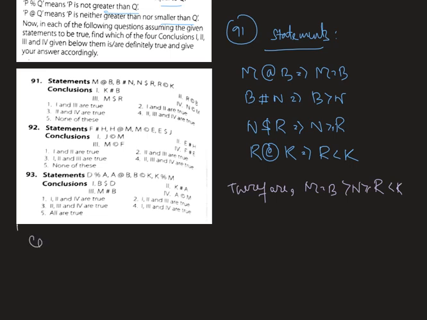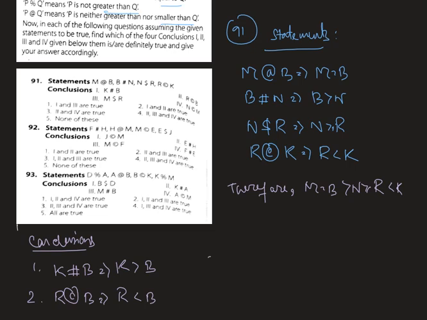Now let's check the conclusions. Conclusion number 1, which is K hashtag B. This implies K is strictly greater than B. Now let's check the next one, R copyright B. This implies R is strictly less than B. Number 3, M dollar R. This implies M is greater than or equal to R. Lastly, N copyright M. This implies that N is strictly less than M.